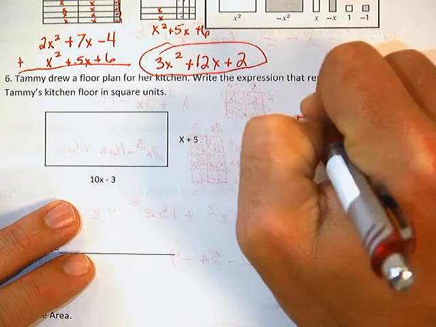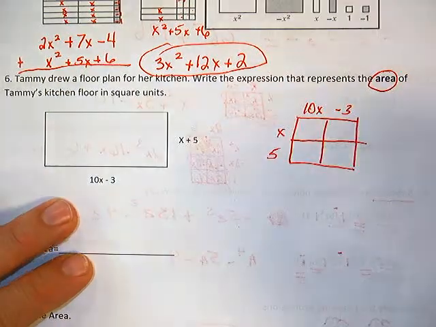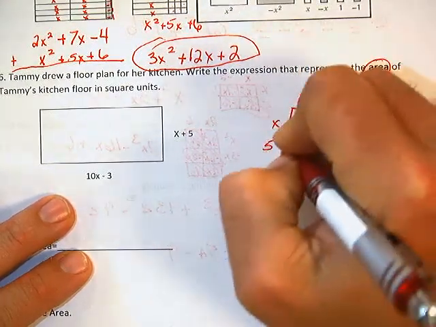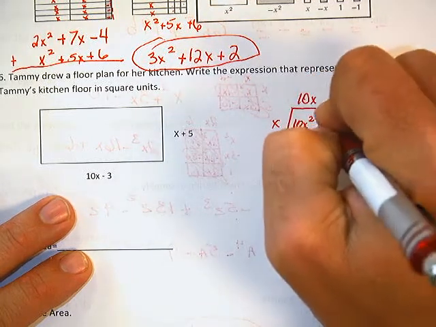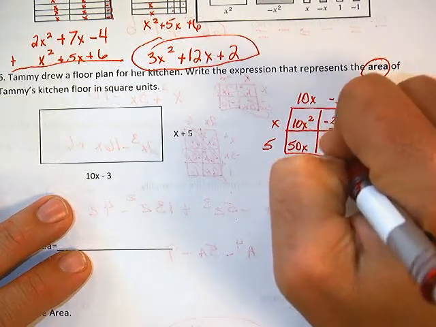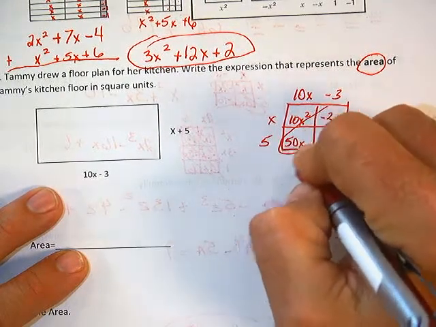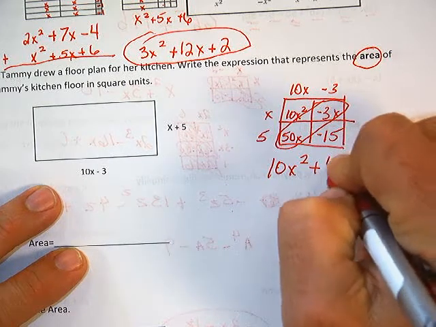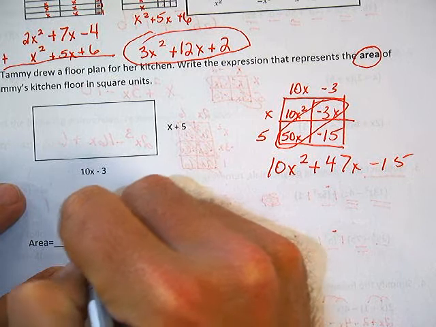Multiply 10x minus 3 times x plus 5. 10x times x is 10x squared. 10x times 5 is 50x. Negative 3 times x is negative 3x. And negative 3 times 5 is negative 15. Combine the like terms. We have 10x squared plus 47x minus 15. That's the area.